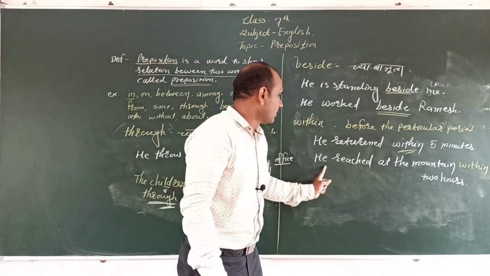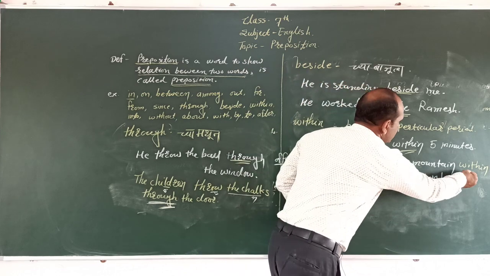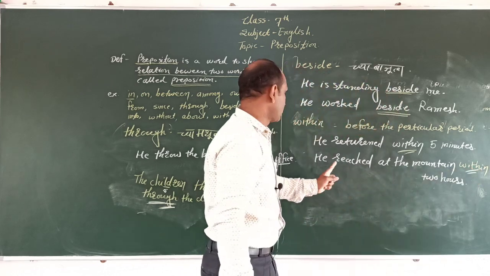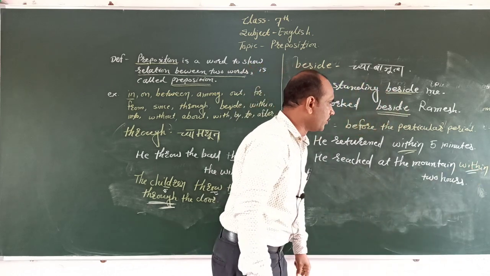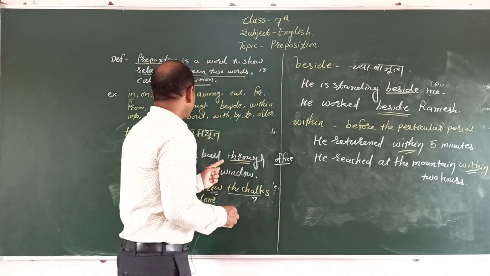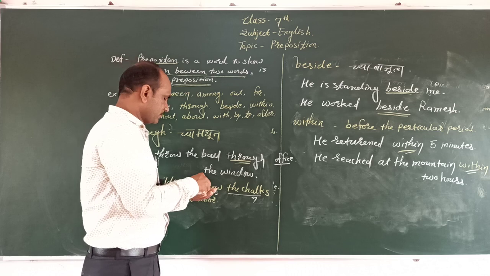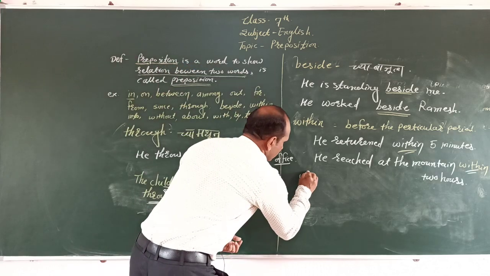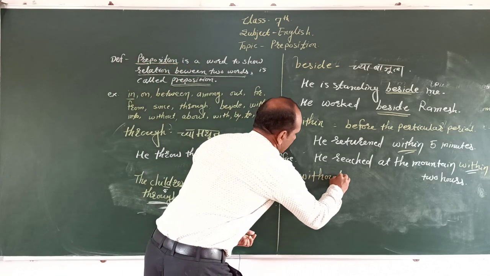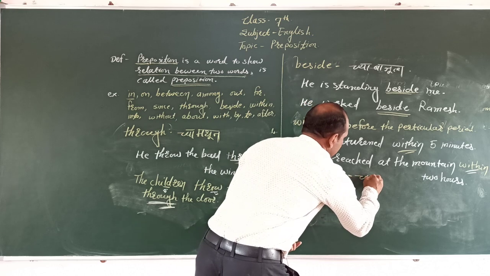Therefore we use within, this preposition, before this. He reached at the mountain within 2 hours. Then the next preposition we discuss here is without. Without. 'Cha shivai'.